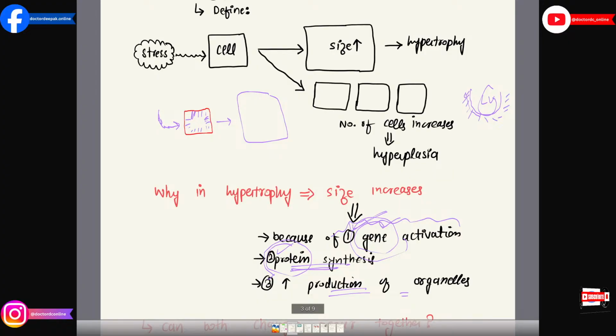Now, if they ask you how the left ventricle will increase its size, you have to keep in mind it is mainly because of an increase in protein synthesis. And how is the protein synthesis increased? It is mainly because of gene activation. So this is the second point. And the third point, you have to increase the number of organelles, the production of organelles. What is the meaning of organelle? It means you have to increase the mitochondria. Whenever a cell size increases, we have to increase the number of organelles, the mitochondria. So that's how the cell will increase its size.